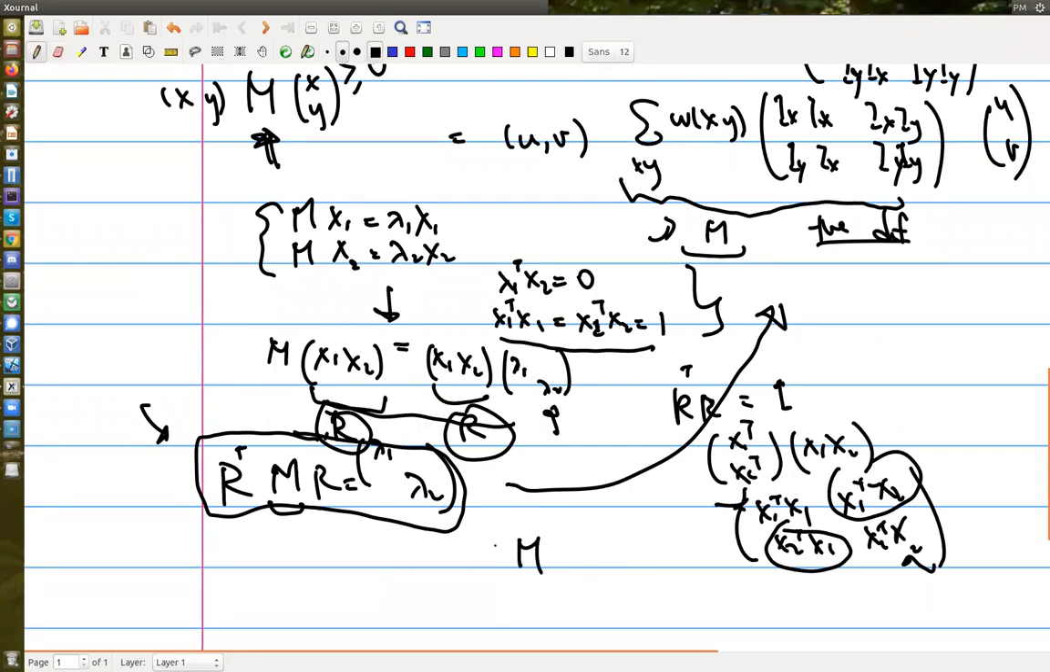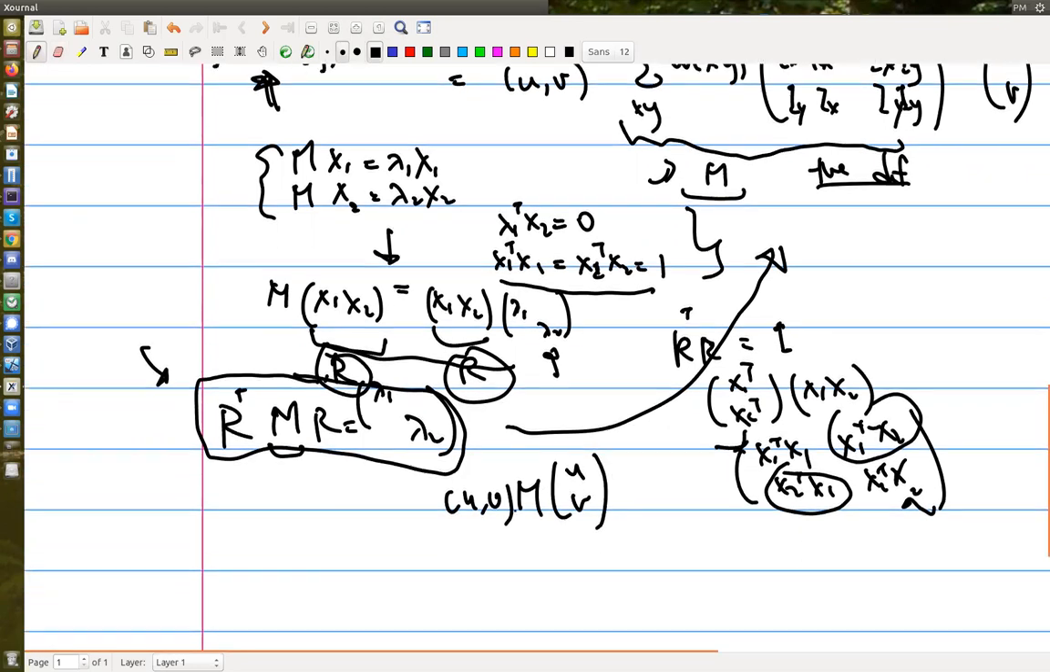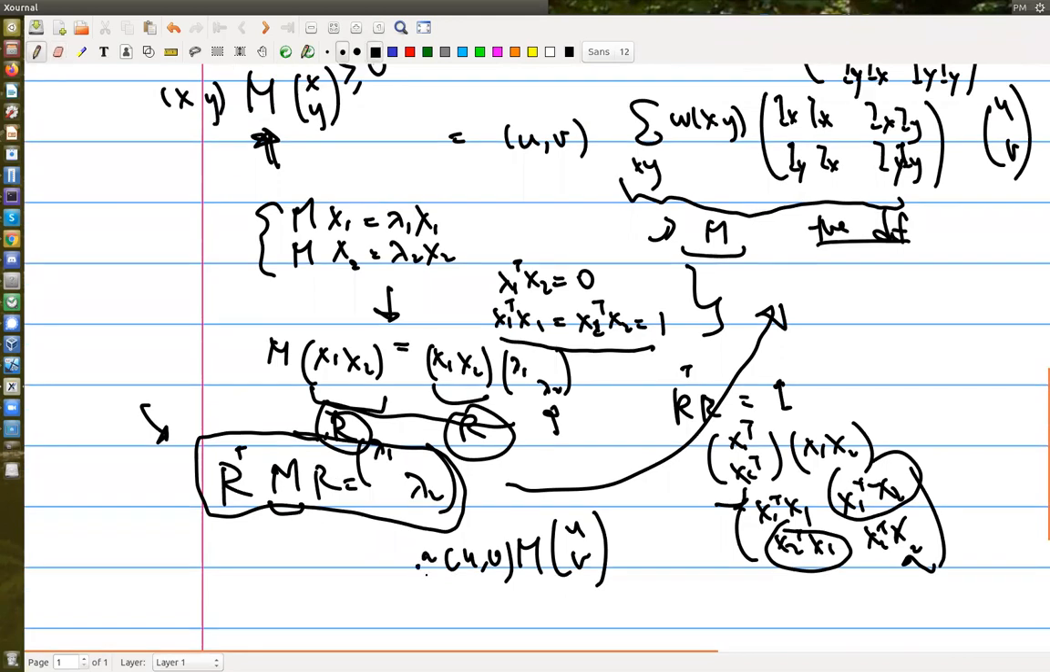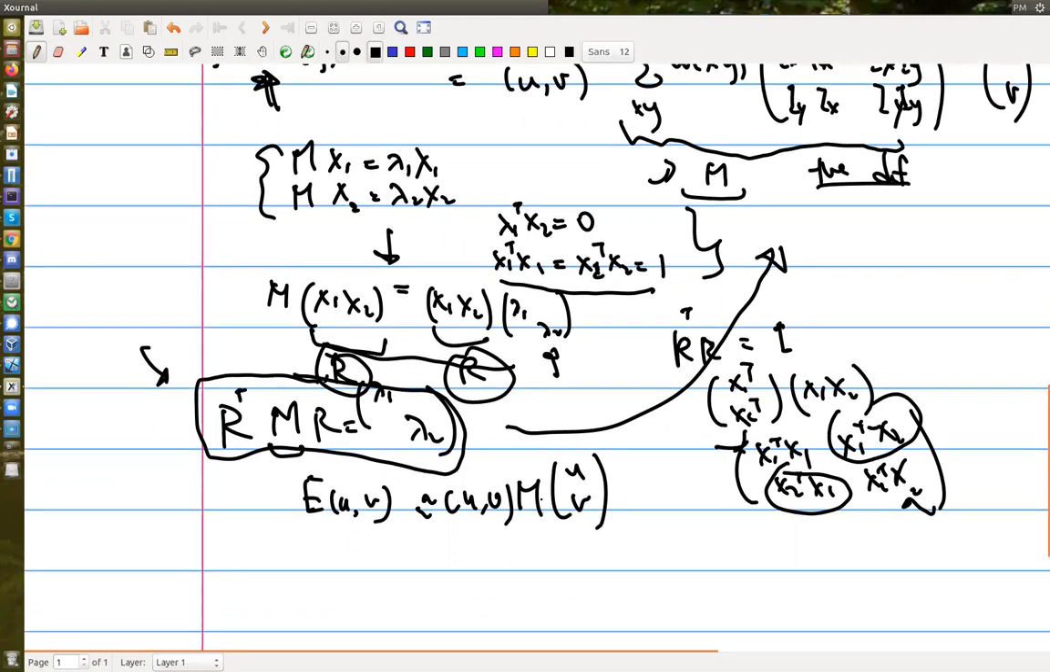I have E(u,v). Let me write this back first. E(u,v), something like that, right? But don't forget about it. This is basically the approximate version of our E(u,v) here. As we said, we don't want to compute E(u,v) exactly, right? We just care about the shape. So then we approximate this E(u,v) as this guy here.